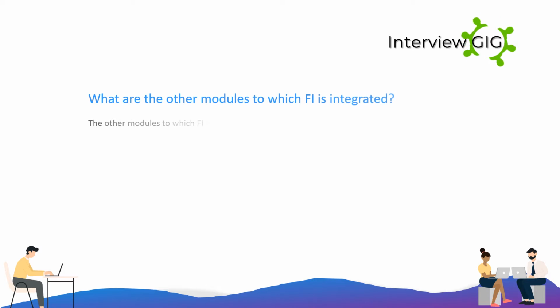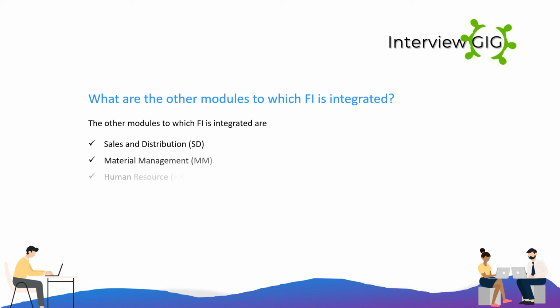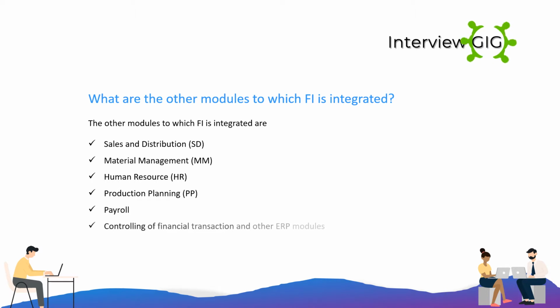What are the other modules to which FI is integrated? The other modules to which FI is integrated are Sales and Distribution (SD), Material Management (MM), Human Resource (HR), Production Planning (PP), Payroll, Controlling of Financial Transaction and other ERP modules.